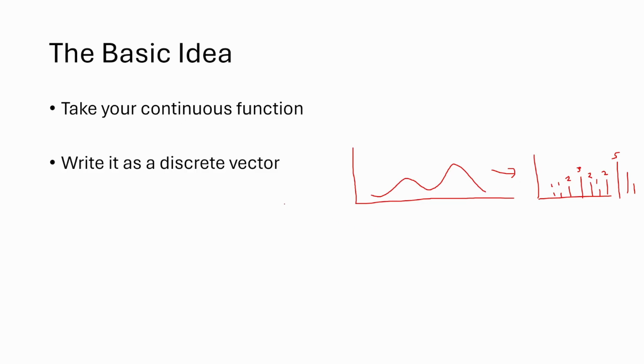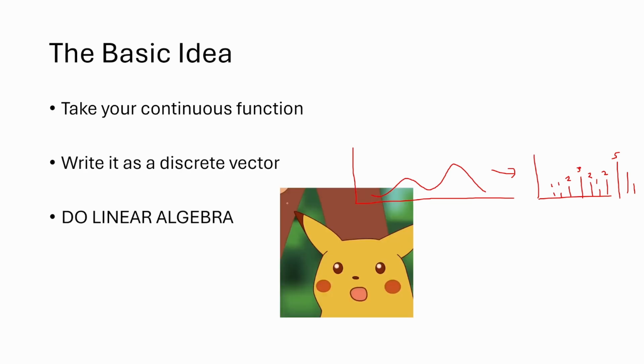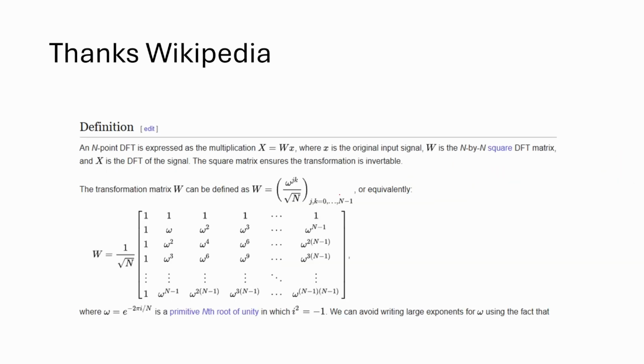And once I have that vector, I can do math on it. Did we do math on vectors? Yay! Pikachu is so shocked. Because you can never escape linear algebra. It's always there. It's your friend forever and ever and ever. Hooray! And since you know how to do linear algebra, you're good to go. The linear algebra that we're doing is actually just matrix multiplication.